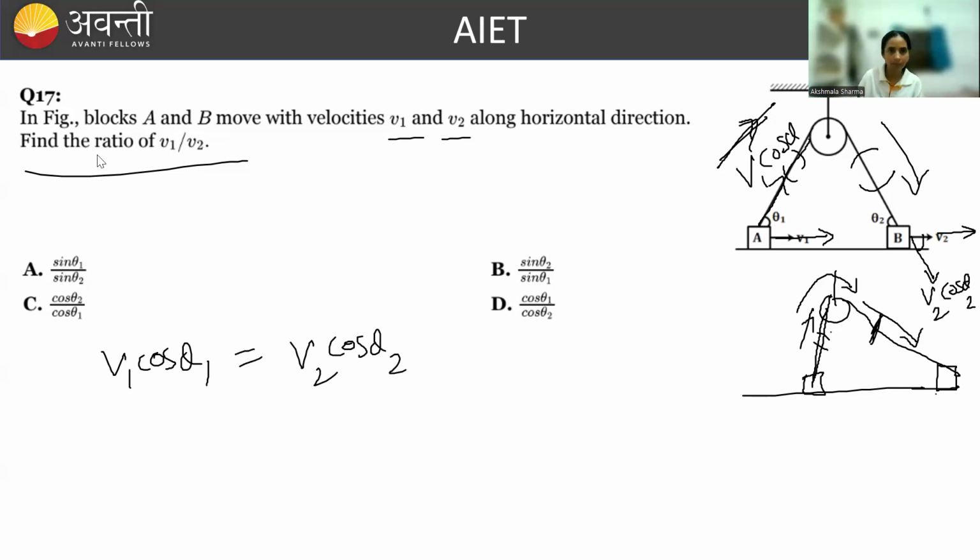Okay, so V1 by V2 will be equal to how much? Cos theta 2 by cos theta 1. So 17 का आंसर क्या होगा? C.